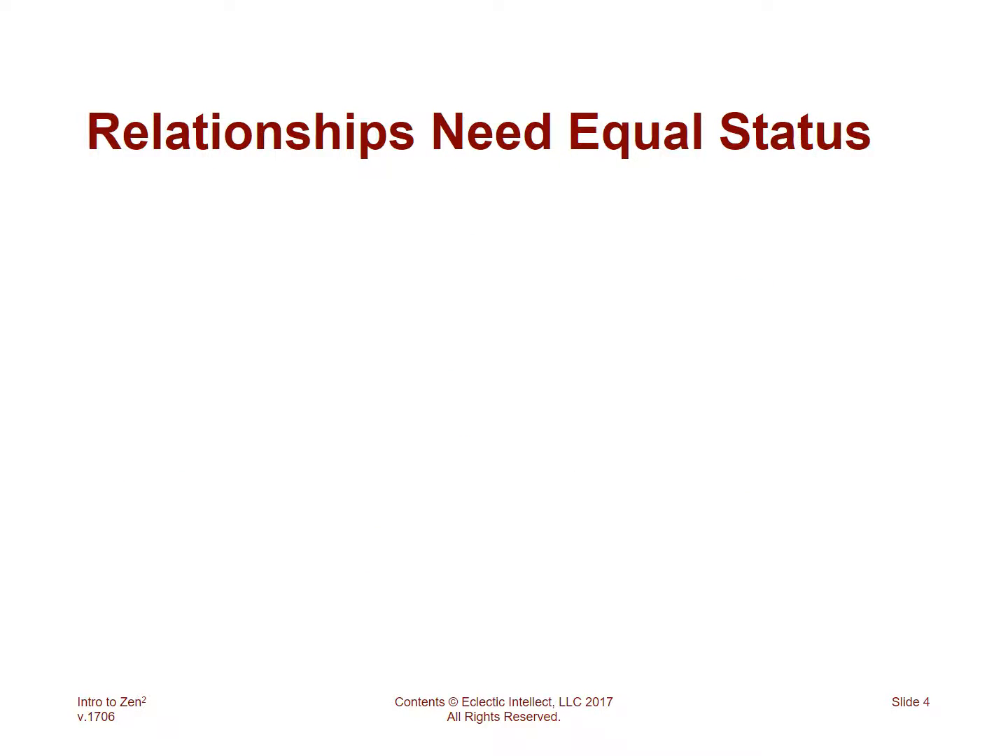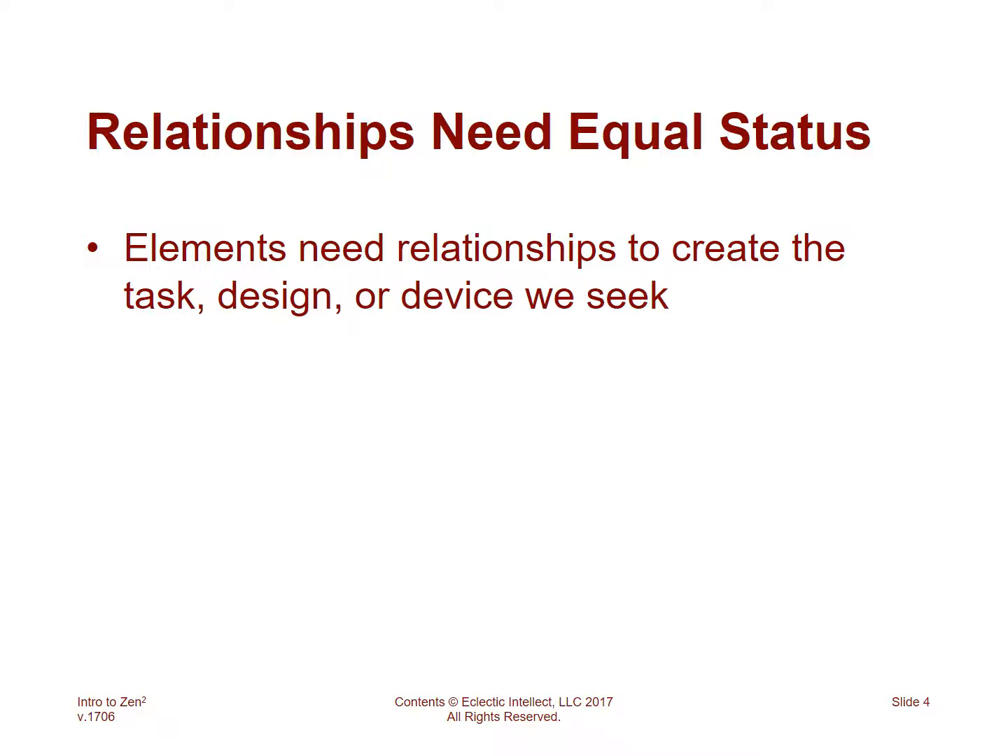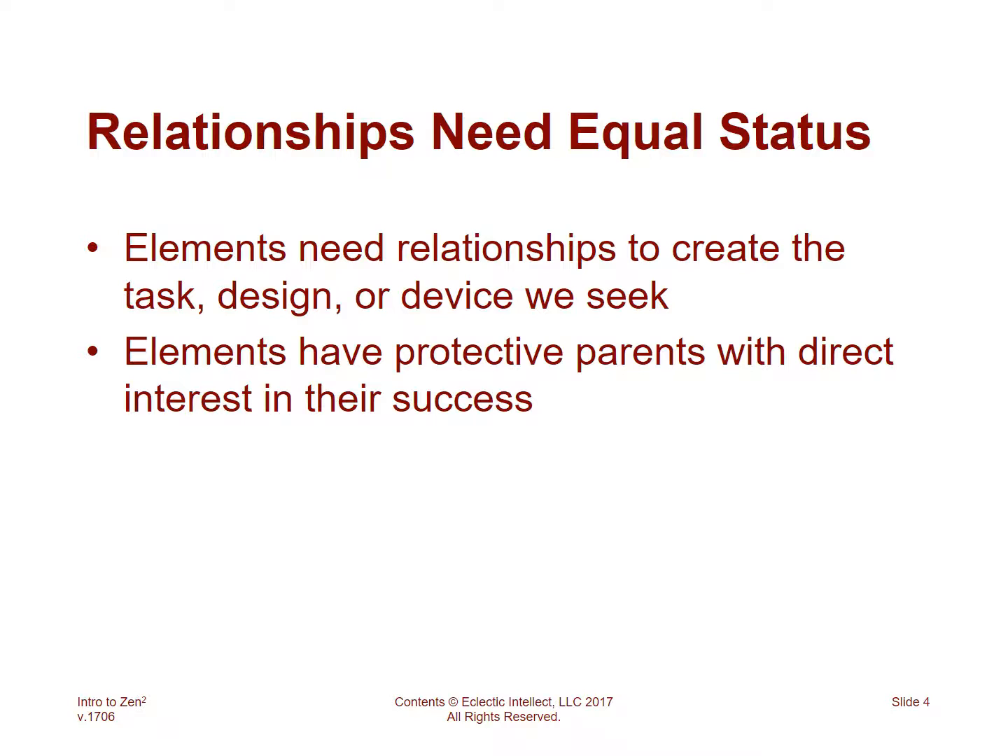Relationships need equal status. The elements need relationships in order to create the task, design, or device that we seek. The parts by themselves don't do anything. It's only when the parts are hooked up in a particular manner that we get the behavior or the process we're seeking. Elements have protective parents with direct interest in their success. In an organization, sales, engineering, project management, finance, they all have their own organizations and structures. Same thing with devices. All of the parts have an owner and a manager and a supplier.